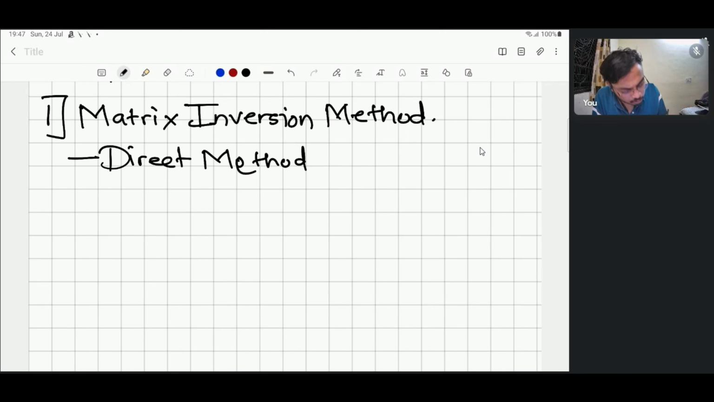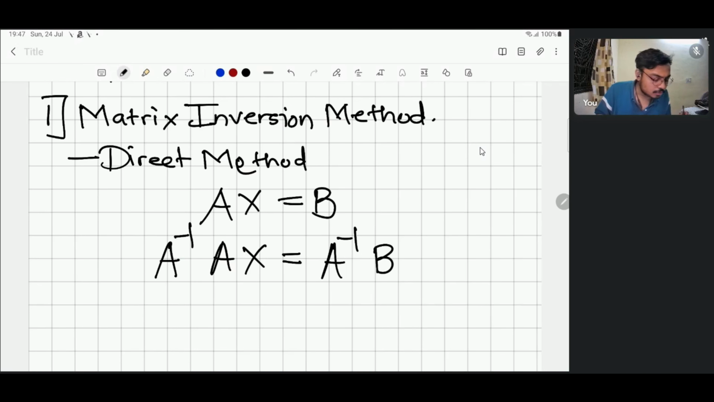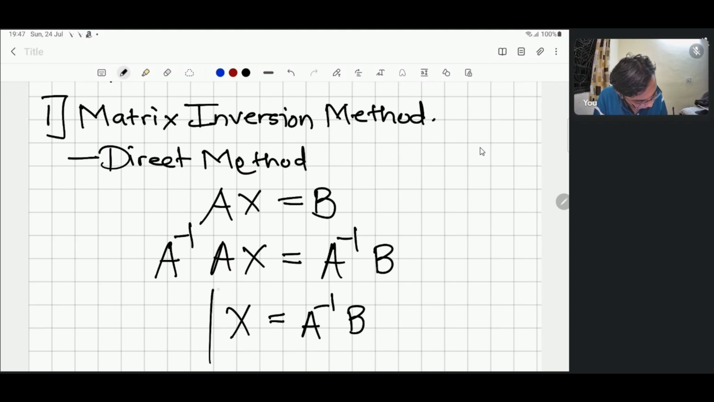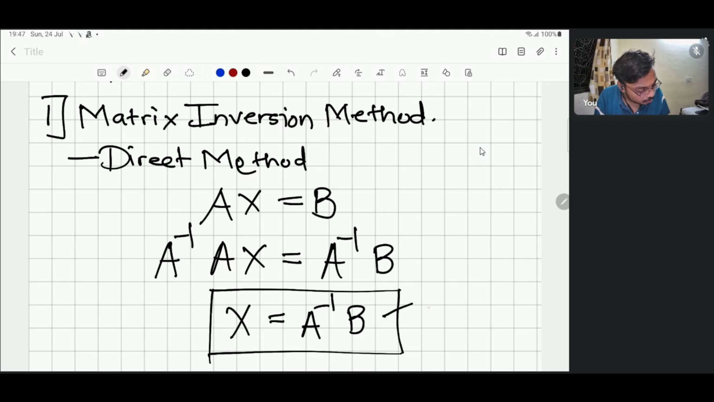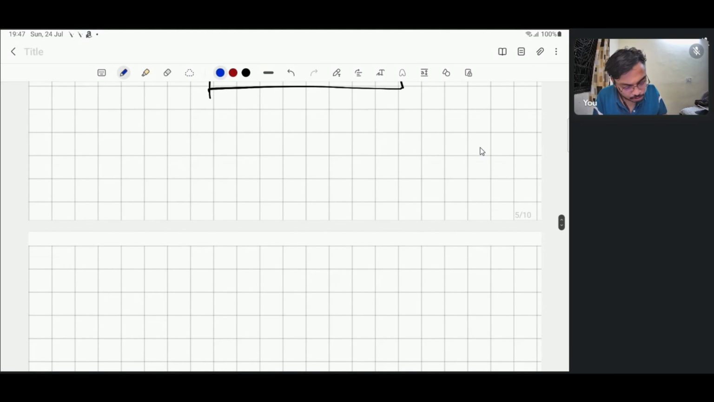So as we know, the general form is Ax is equal to B. By pre-multiplication of A inverse on both sides, we will get A inverse Ax is equal to A inverse B, that is x is equal to A inverse B. This form will be used for matrix inversion, as A inverse A is the identity matrix. So we will solve one problem based on this.